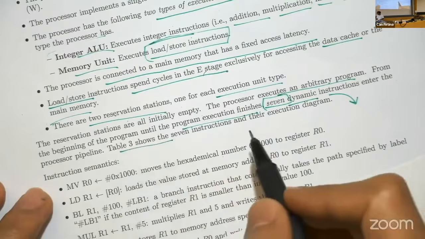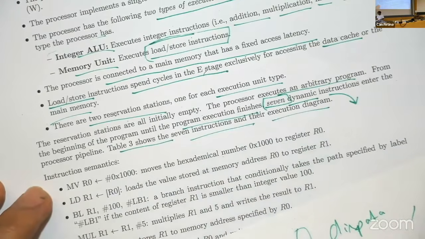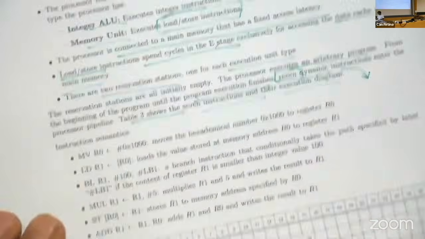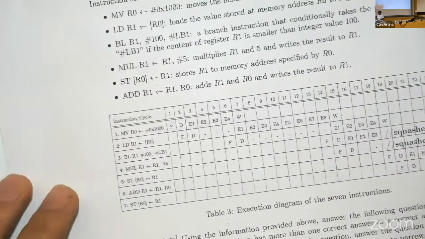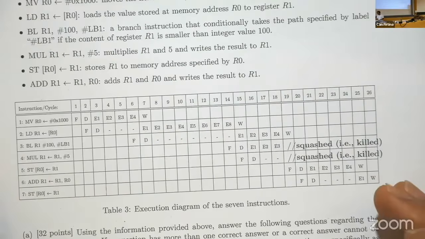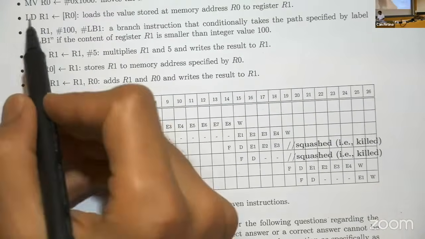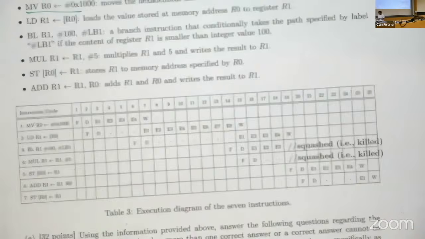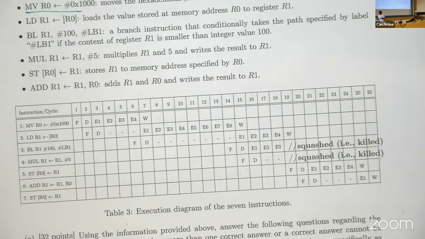Now, table 3 shows the 7 instructions and their execution diagram. All right, this is perfect. So the question has given us the exact execution diagram for how these instructions will be scheduled. Up next, we see the instruction semantics, which tells us, okay, what the instruction means and what it does.